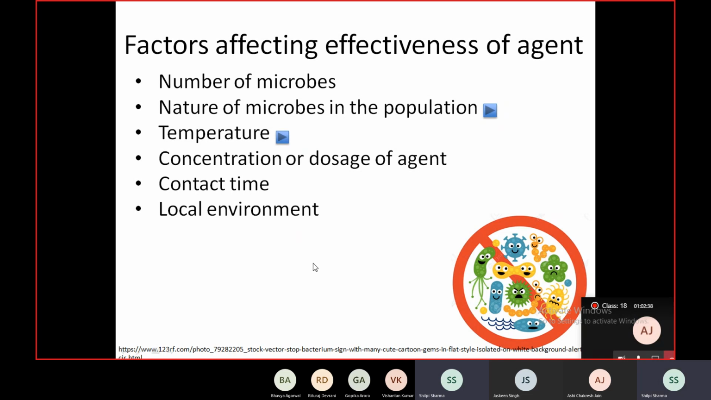The local environment, yes, this is also an important factor. For example, heat at an acidic pH is much more effective. So beverages and food that are acidic, like fruits and tomatoes, are more easily pasteurized than other commodities which have a higher pH, like milk.